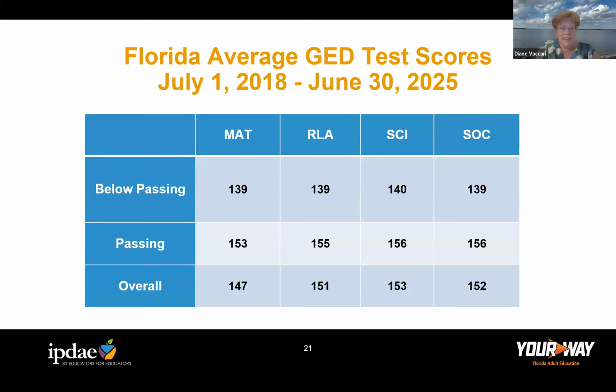I find these data points very interesting. This is for Florida, and it's from 2018 through 2025. Those scoring in the below passing range have an average test score for math of 139. And you see all of the subjects are 139, 140. You bump up to the average passing score, and it's above the 145. We're looking at almost 10 points higher even for math at 153. And then the overall passing average ranges from 147 to 153.